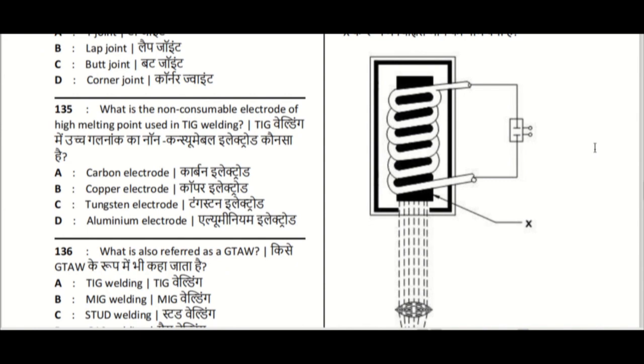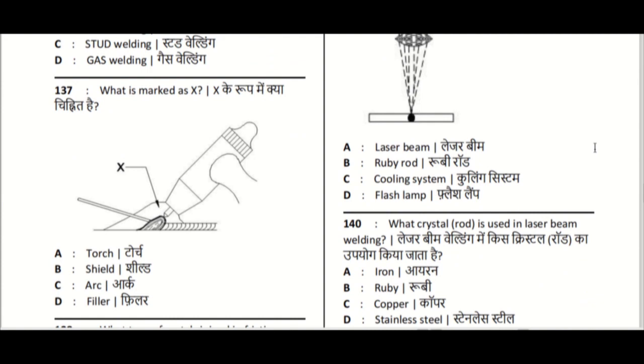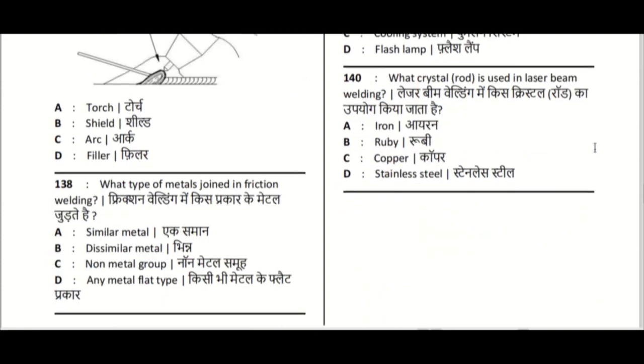What is the non-consumable electrode of high melting point used in TIG welding? That is tungsten electrode. That is also referred to as gas tungsten arc welding. It is TIG welding.